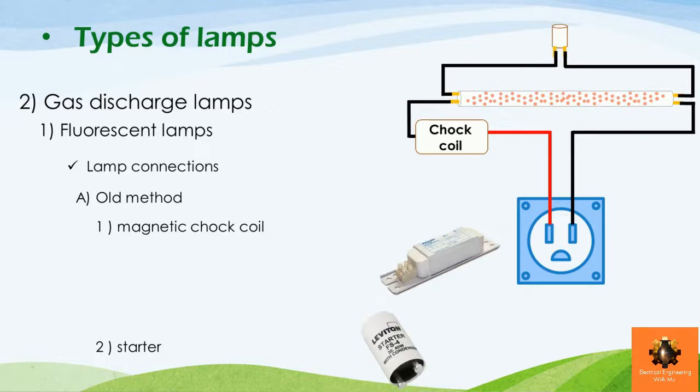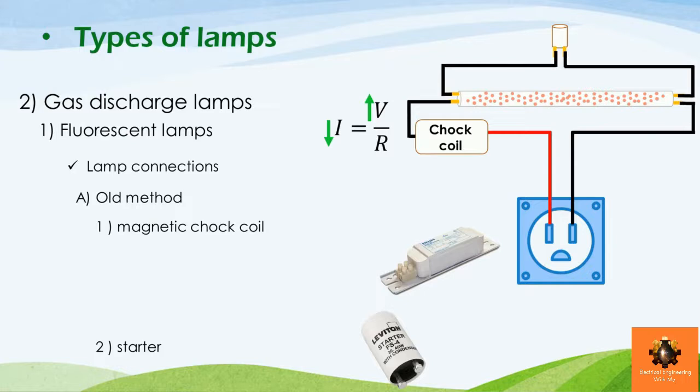And the job of the choke coil is to decrease the current that is passing through it, and this is to increase the voltage applied to the lamp. So when increasing the voltage applied to the lamp, this gives the gas inside the lamp the required energy to be discharged and to produce the light out of the lamp.